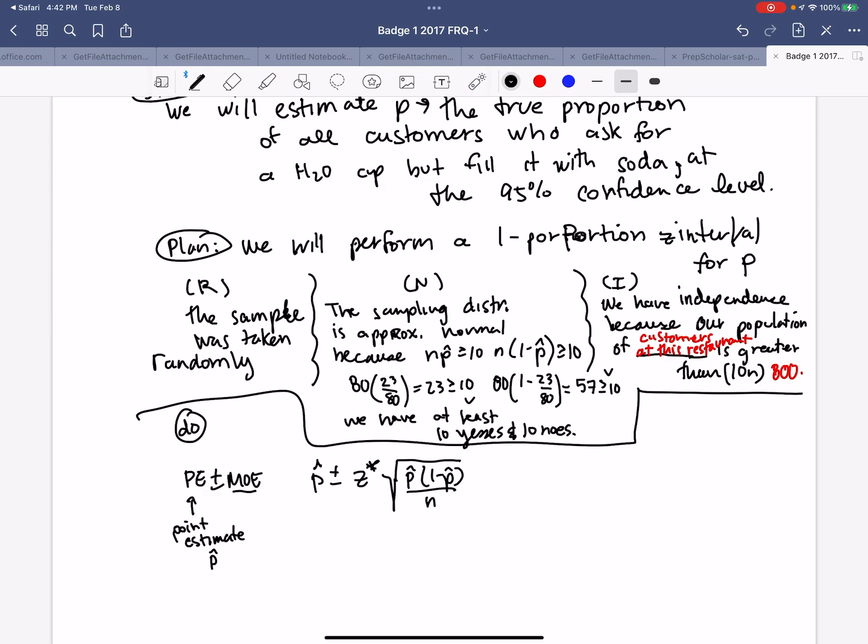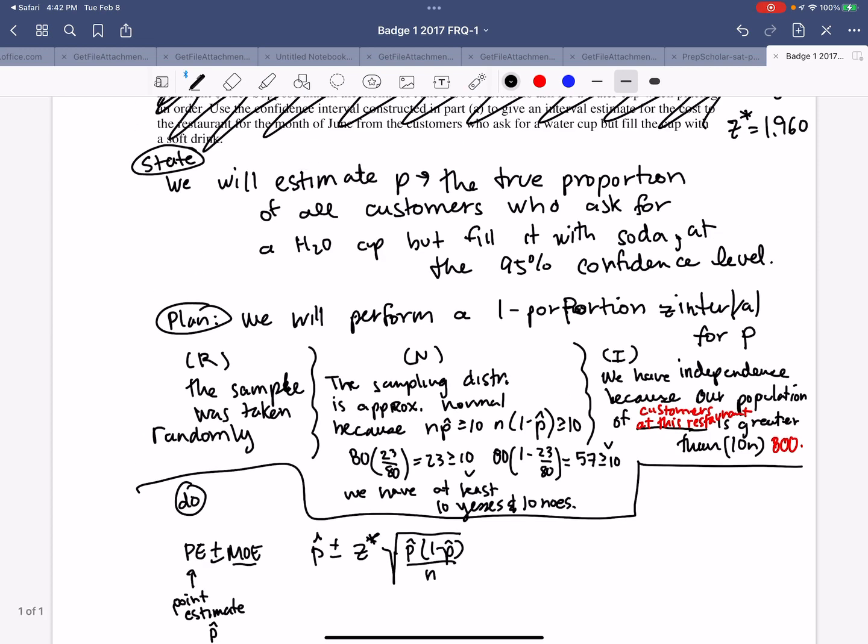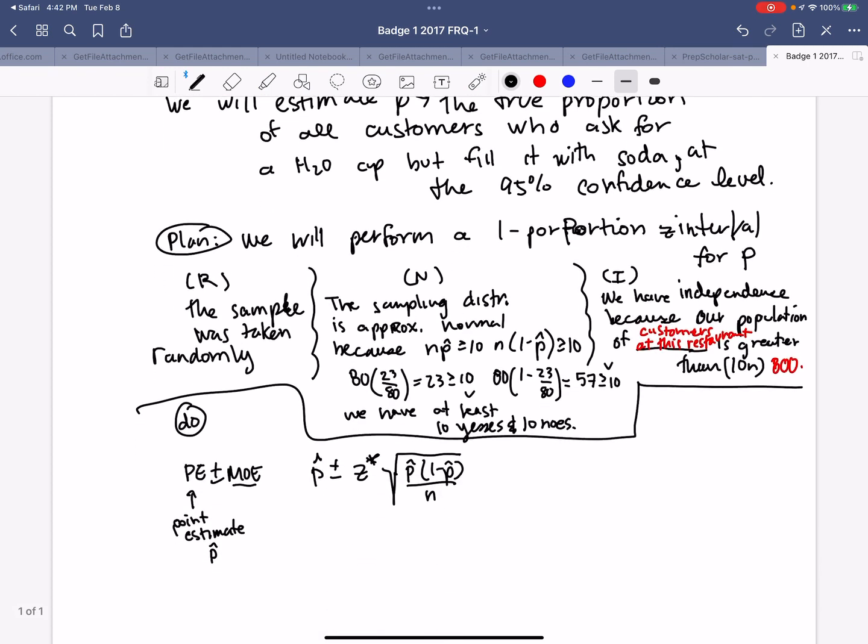So let's plug it in. General formula, specific formula, plug it in. So our p-hat is 23 over 80. Again, I don't have to write 23 over 80 though, because I can use my calculator. So if I go to my calculator, and you can hear it clicking.